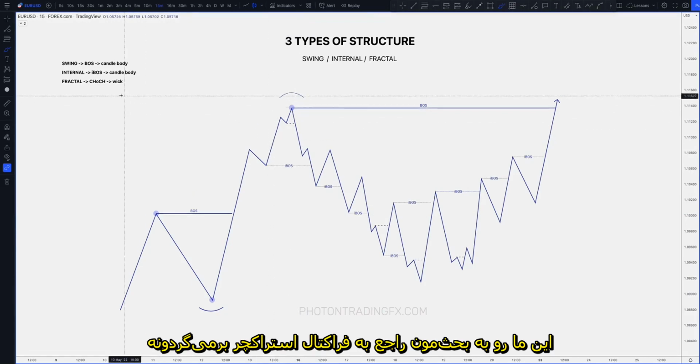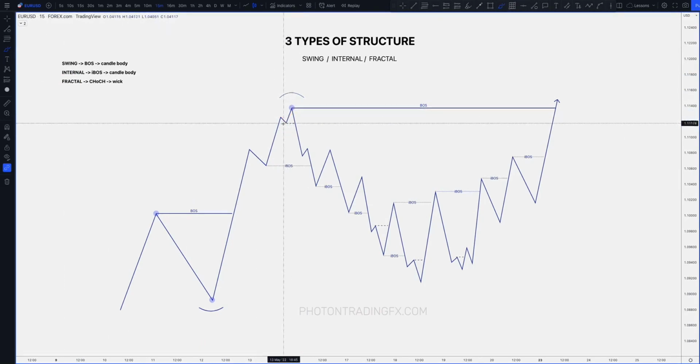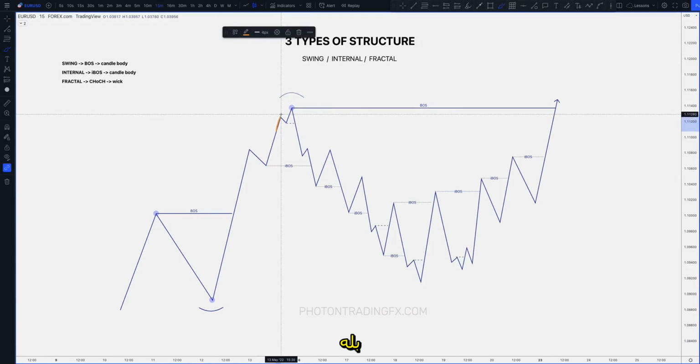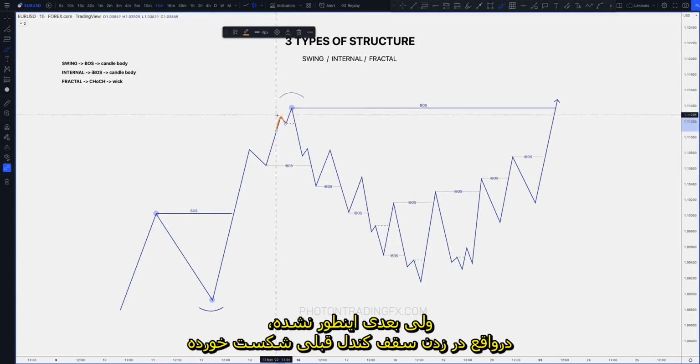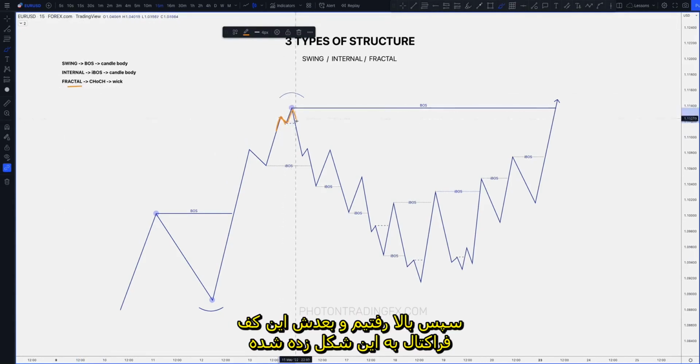So that is what we are talking about when we look at fractal structure. It's those tiny little candlestick movements in price, where we're looking at, does the previous candle break the prior candle's high? Yes, yes, yes. Then suddenly it doesn't. The next candle fails to break the prior candle's high. So that's where we get that fractal pullback, right? So we get a little pullback in price. Then we move up and then we take that fractal low, okay?